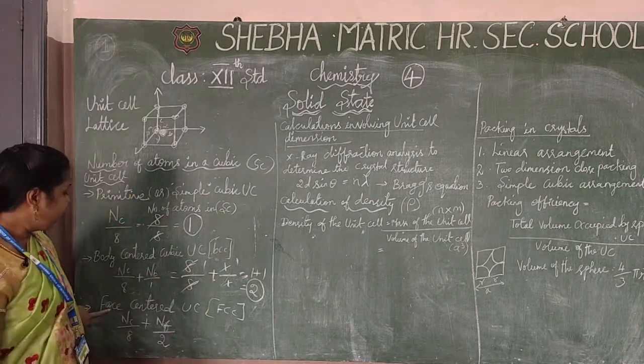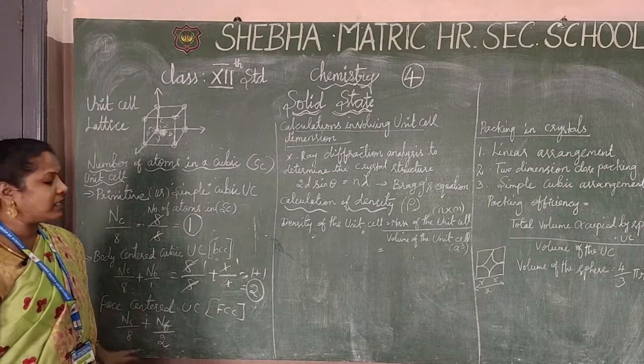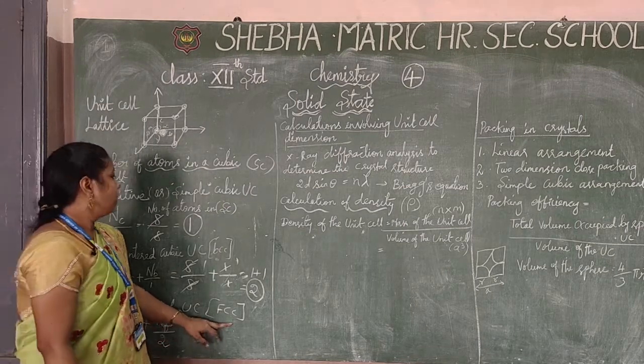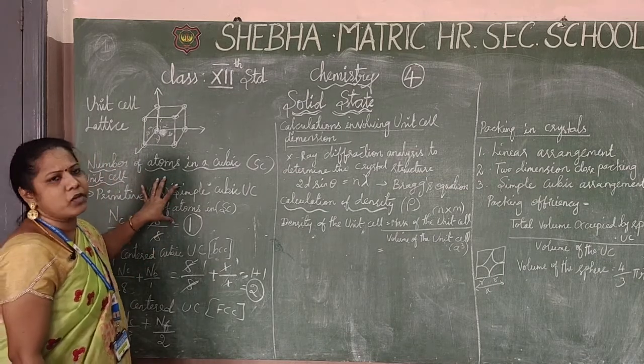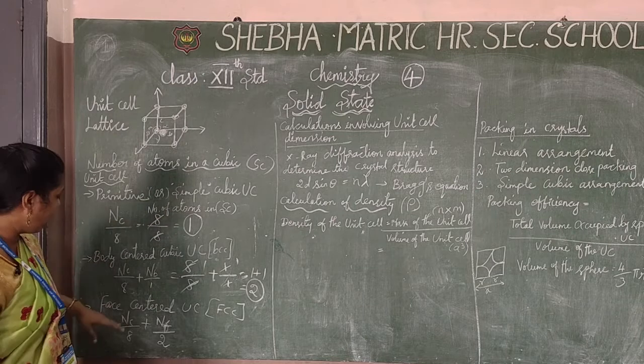Then go for the face centered cubic unit cell, that is FCC. Read this carefully, because very important questions will come in your examinations, okay, you have to read.